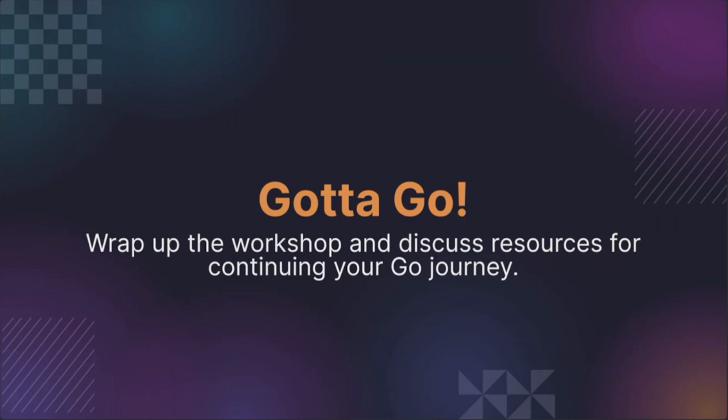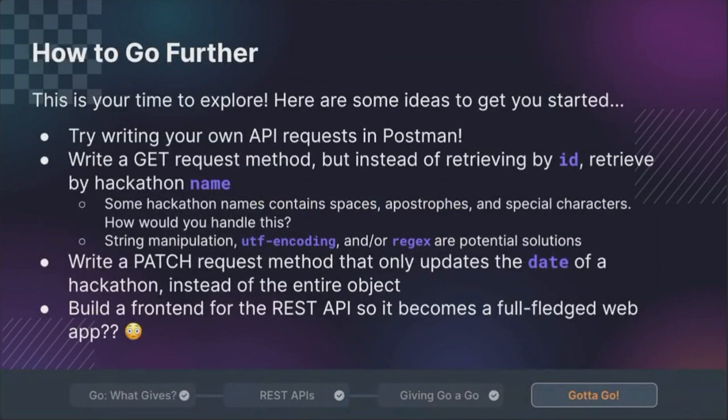We gotta go too. But just to wrap up the workshop, we're gonna discuss some resources for continuing with your Go journey and how to take this REST API even further if you are looking for a challenge. So, how to go further? With regards to this REST API you now have from this workshop, you can try writing your own API requests in Postman. For example, try writing a GET request method, but instead of retrieving by ID, retrieve by hackathon name.